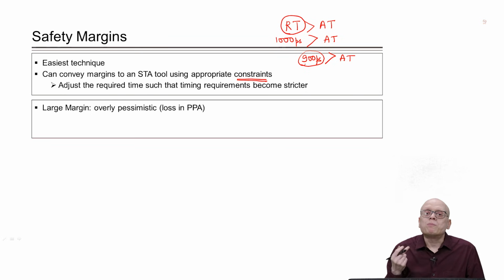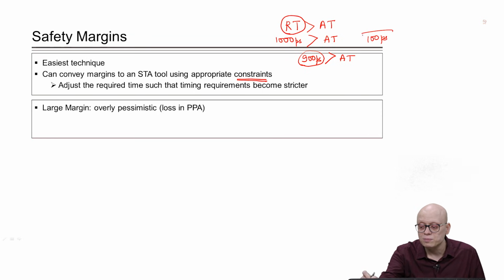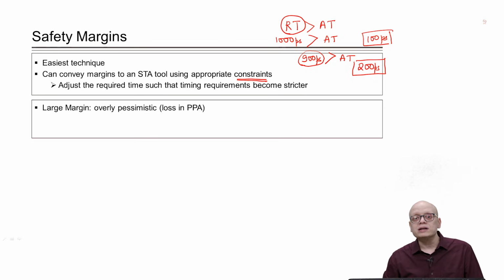Now, the problem with this technique is how do we come up with a good number? From where did we get, say, 100 picosecond in the first place? Based on past experience, we can come up with some number, but if we make it very pessimistic, say a safety margin of 200 picosecond, then what problem will we encounter in our design?